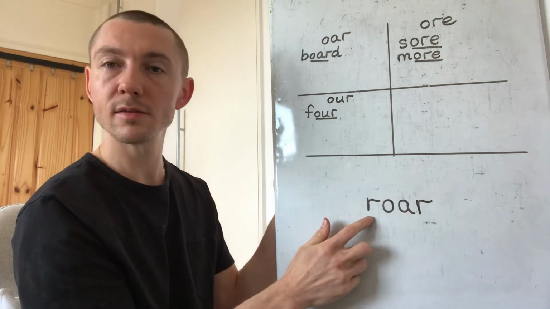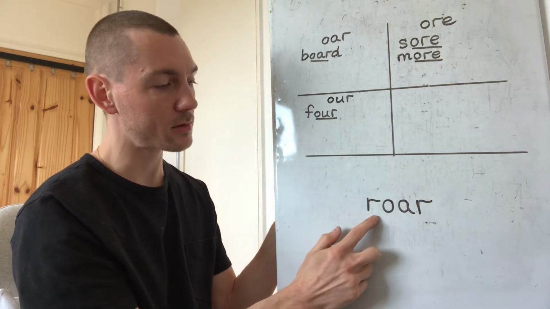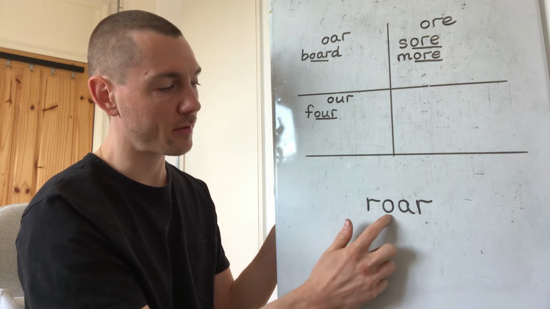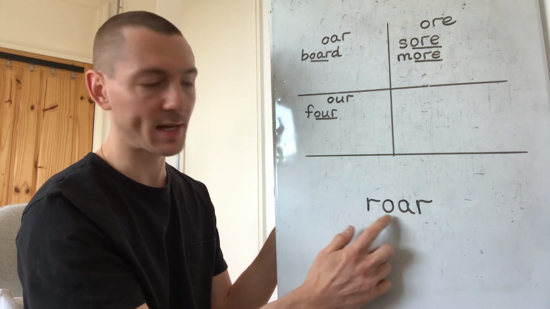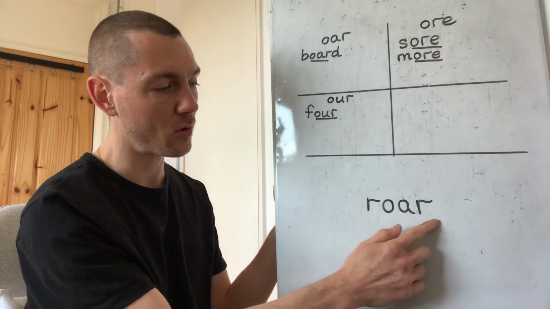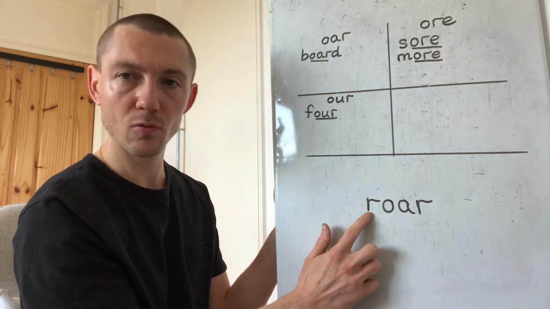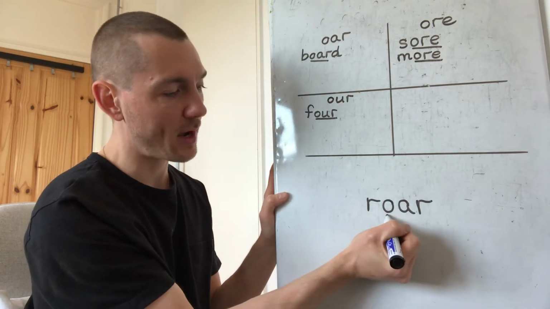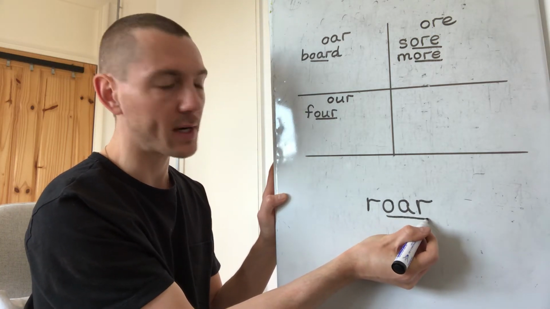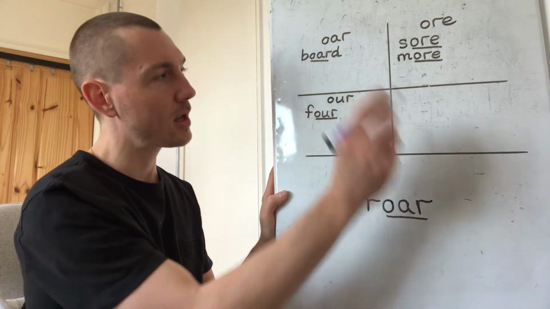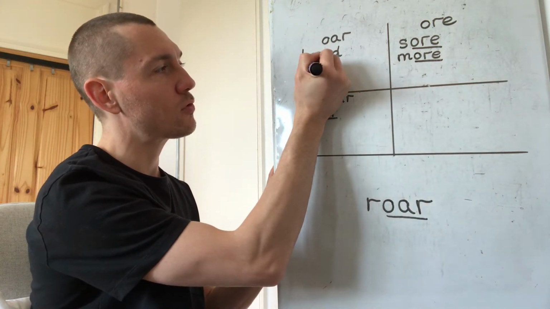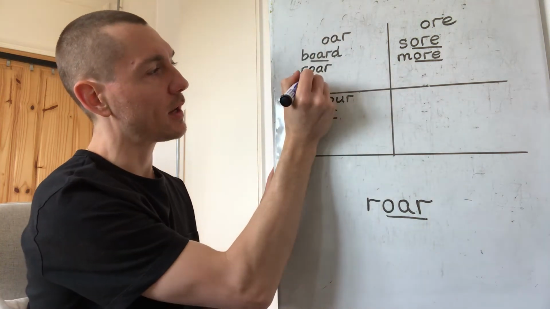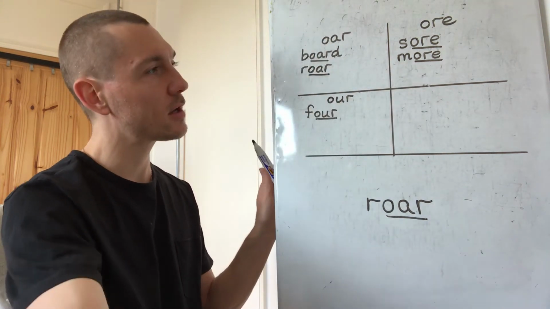Okay. Raw. Three letters, one or sound. Raw. Your turn. Raw. Okay, so we have the O-A-R spelling, three letters, one sound, and we say or, raw, in the O-A-R section.